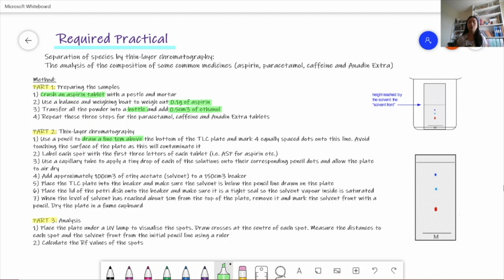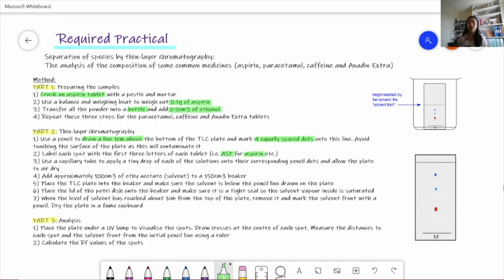And this is because we want the solvent to be below this pencil line to start off. And so we actually just get the evaporated solvent, which is going up the plate and not just the liquid. And then we label each spot with the first 3 letters of each tablet. So this will make it easier at the end for us to know which one is which. So for example, we would have ASP for aspirin.